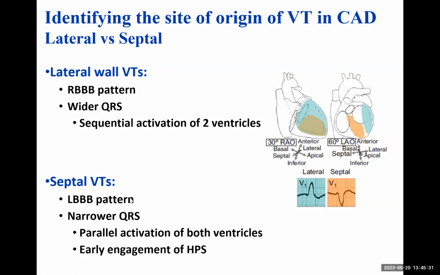So remember, in left bundle, generally the normal left bundle, activation started from the right side. So it could be right ventricular or from the septum. Patient with right bundle, the activation of the heart started from the left ventricle and then activate the right bundle. So right bundle is an indication that the tachycardia is coming from the left ventricle. And if it is really wide, it's likely to be lateral wall.